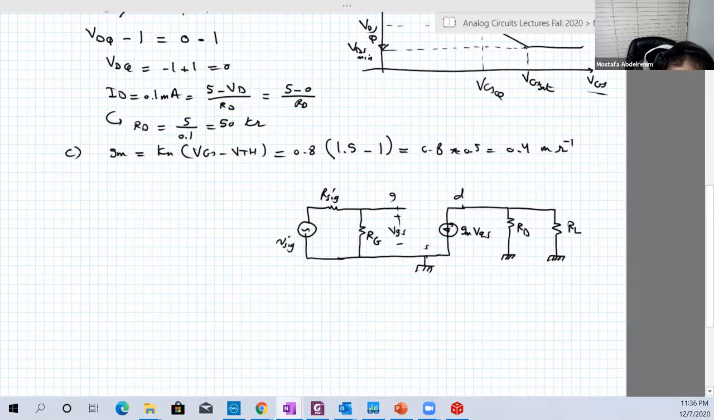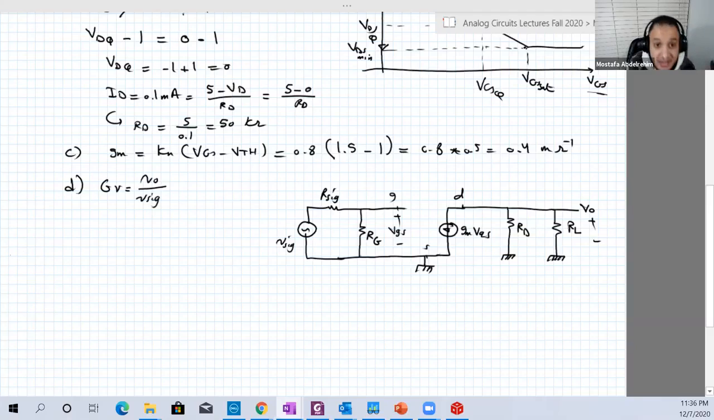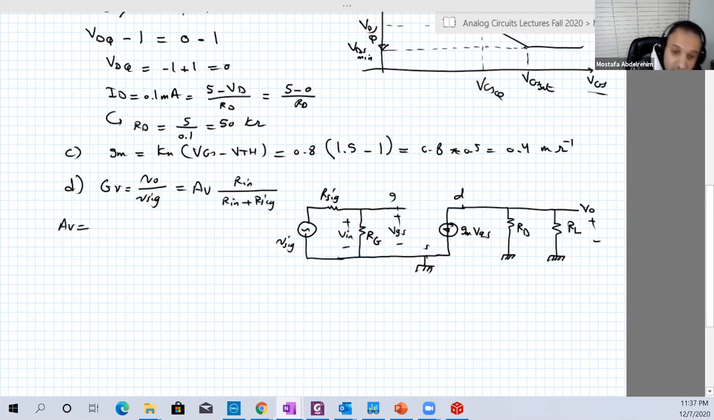Okay, and this is V output. Good. So number D here. So GV here is equal to V output over V signal. And it can be written also as AV, R input over R input plus R signal. And what's AV? AV is V input, which is in here at the terminals of the signal source.